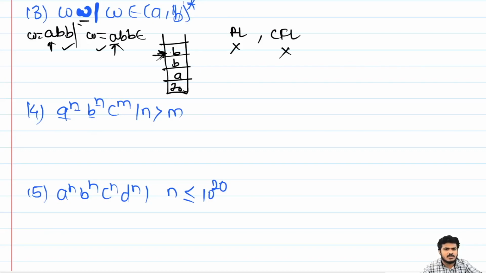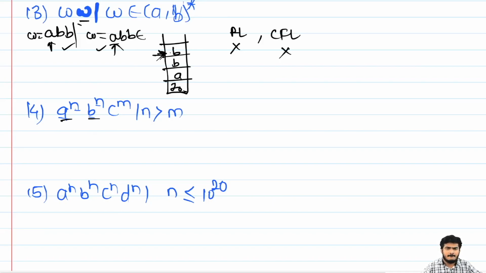And when this is not a context-free language, we can say that it is also not a deterministic context-free language. Okay, so the next example is a raised to power n, b raised to power n, c raised to power m, when n is greater than or equal to m. Here a raised to power n and b raised to power n are there, and whatever number of a's are present in the language, that number of b's should be present in that particular string.